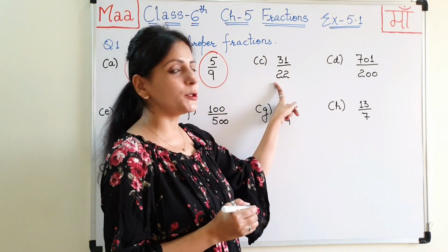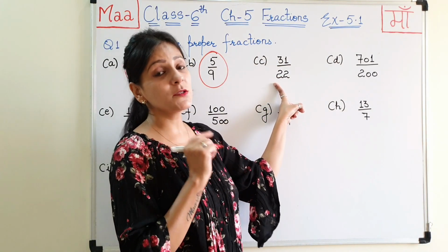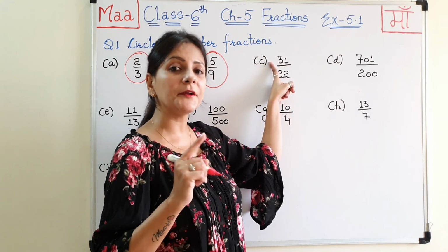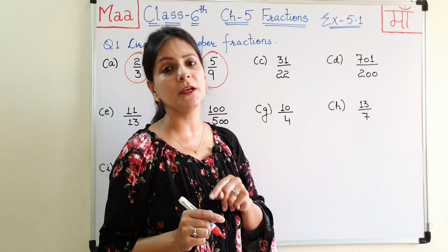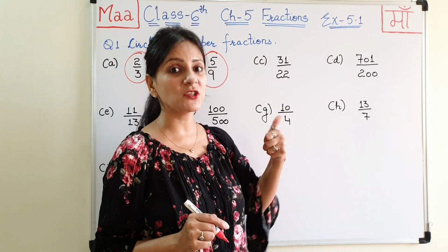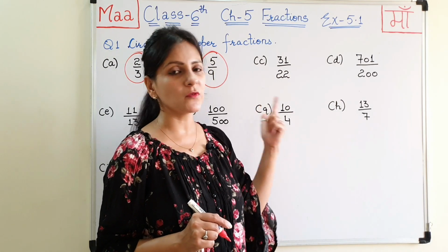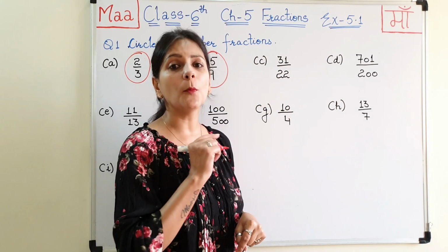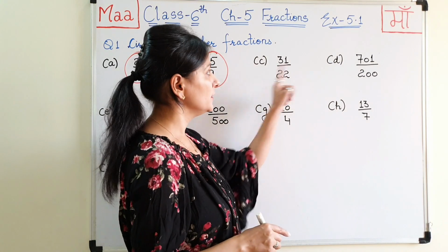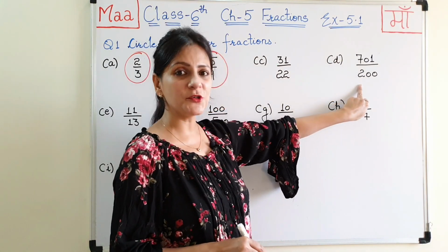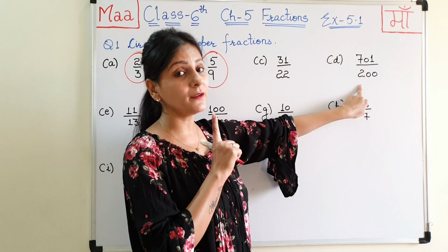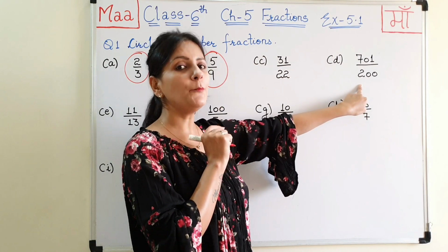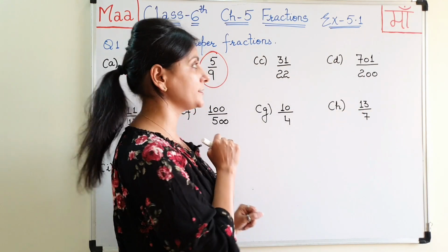Next, 31 upon 22. Here it is not a proper fraction because the numerator is greater than the denominator. 31 is greater than 22. So it is an improper fraction. We will not circle it because the question asks to circle only the proper fractions, not improper fractions. Next, 701 upon 200. Here also the numerator is greater than the denominator. So it is again an improper fraction, and we will not circle it either.